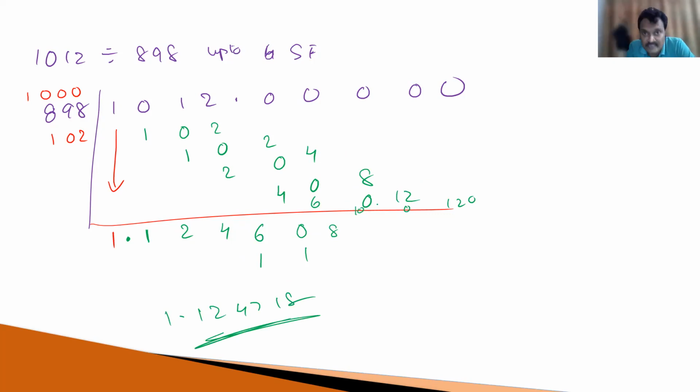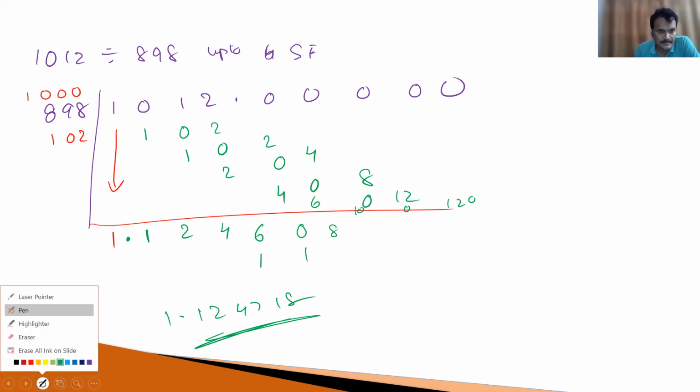But in your examination, any Olympiad or etc., they ask for up to 3 significant figures or 4 significant figures. They don't ask for 6 or 7 or 8, etc. Suppose they ask like that, just go through like this only. Is it clear, all of you? Yes, sir. I am going to explain one more example.